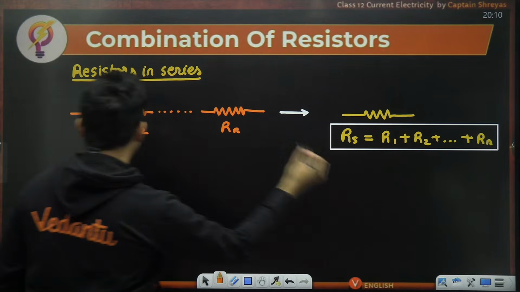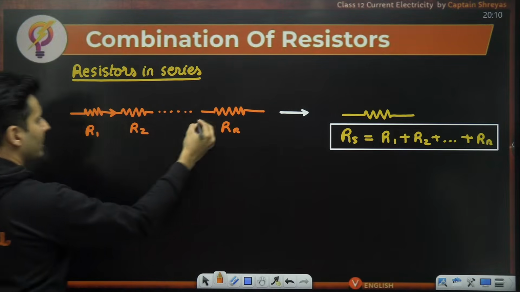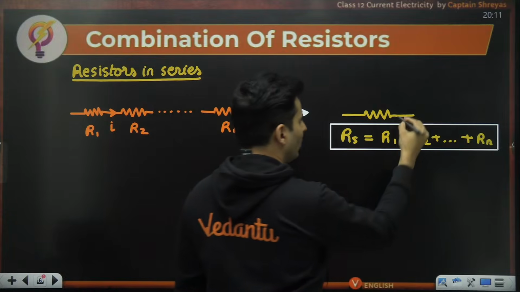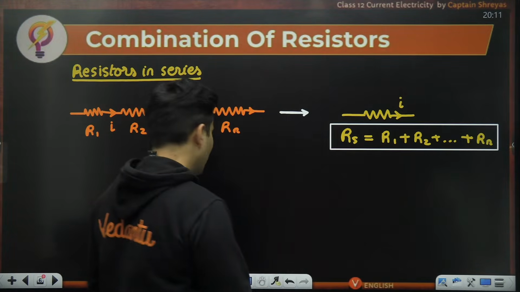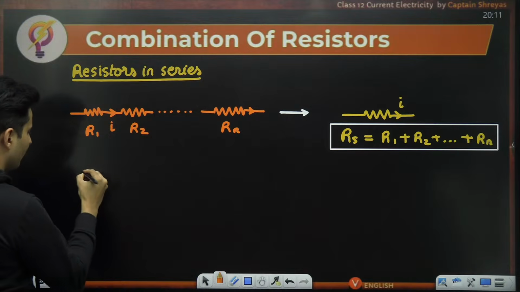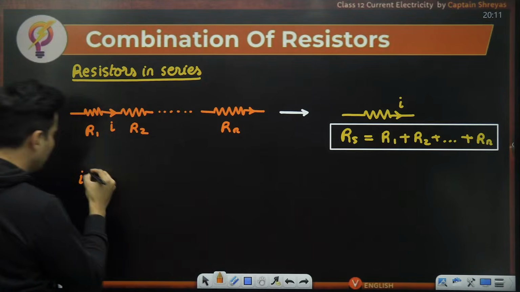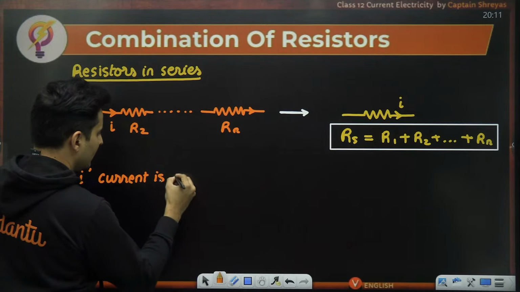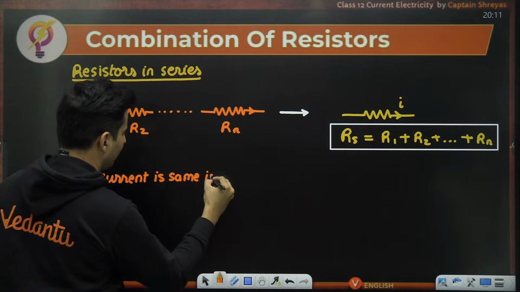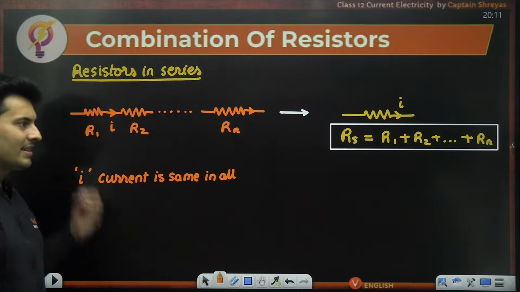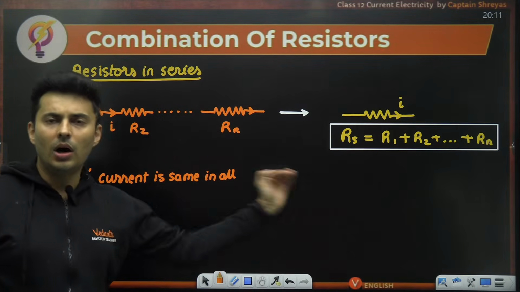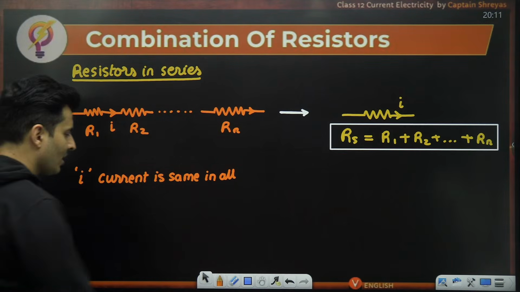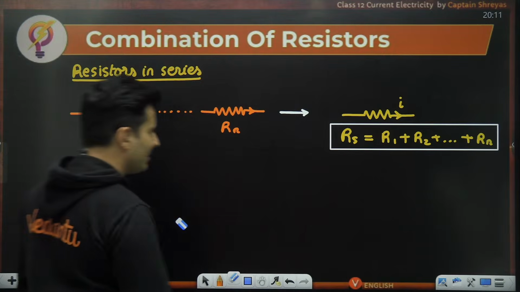Also, whatever current will flow in any of the resistors will be the same current through all of them, and not just that, also through the equivalent resistance. So the current in all the resistances is the same. The current I is the same in all of them. It's the same current which is going to flow in all the resistors. But what is not the same is very obvious now.